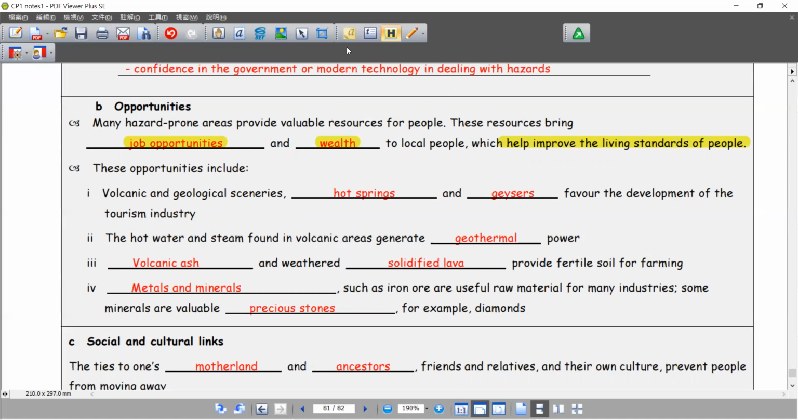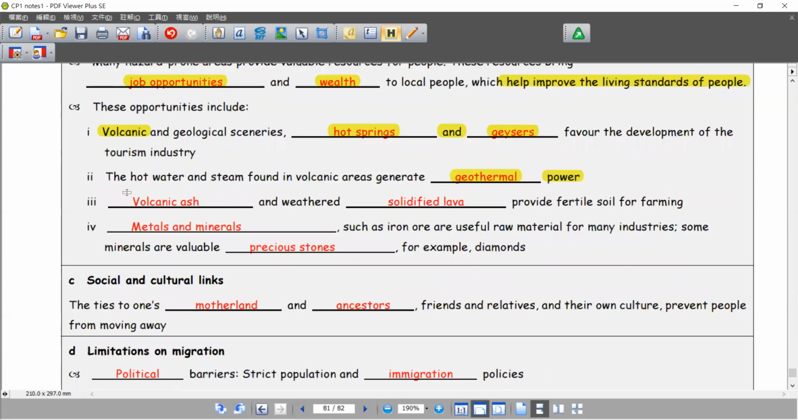Okay, the opportunities of the hazard prone area may include the volcano itself. Mainly in volcanoes; earthquakes and tsunamis will not have that kind of incentive, right? Because next to the volcanic region, there are hot springs and also geysers, which favor the development of the tourist industry. Then geothermal power. Volcanic ash and also the solidified lava also provide fertile soil for farming. So you may find a lot of good farm produce in Japan.